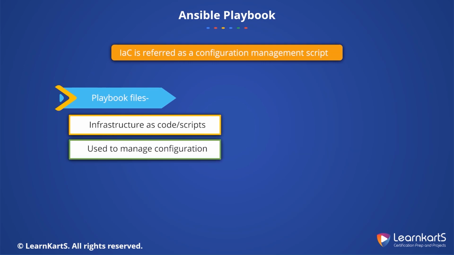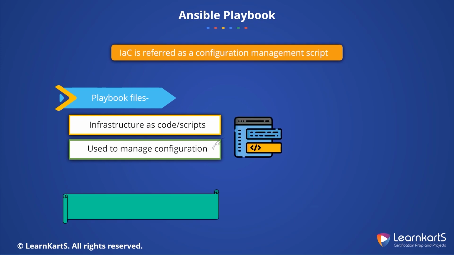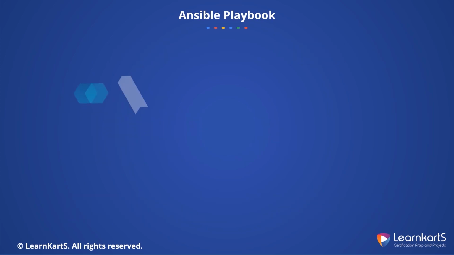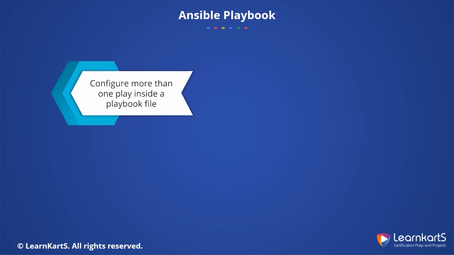Each and everything we code in these playbook files, whatever we're trying to achieve, whatever we are trying to implement, we can put into these scripts. Each playbook file is a collection of one or multiple plays. We can have more than one play available there. We can have a single huge playbook file. If we don't want only a single play, we can have multiple plays also. It totally depends on our requirement. We can configure more than one play inside a playbook file. That's completely up to us, how we want to do that.